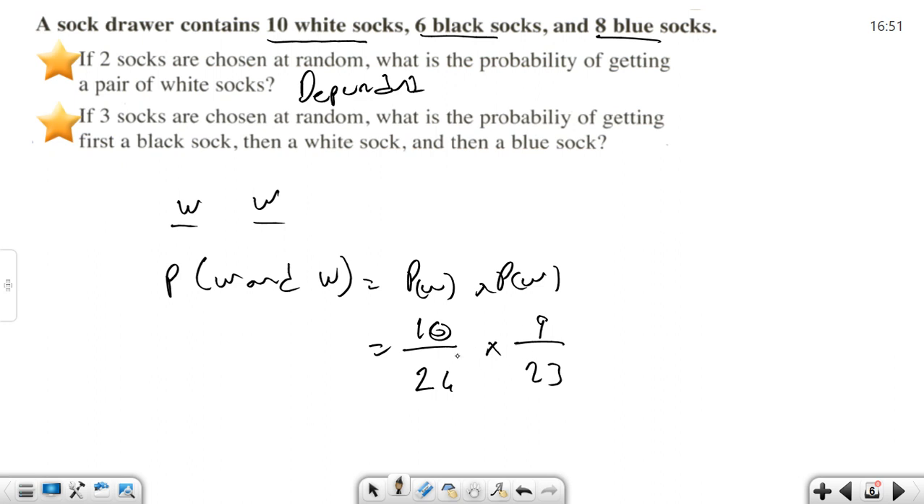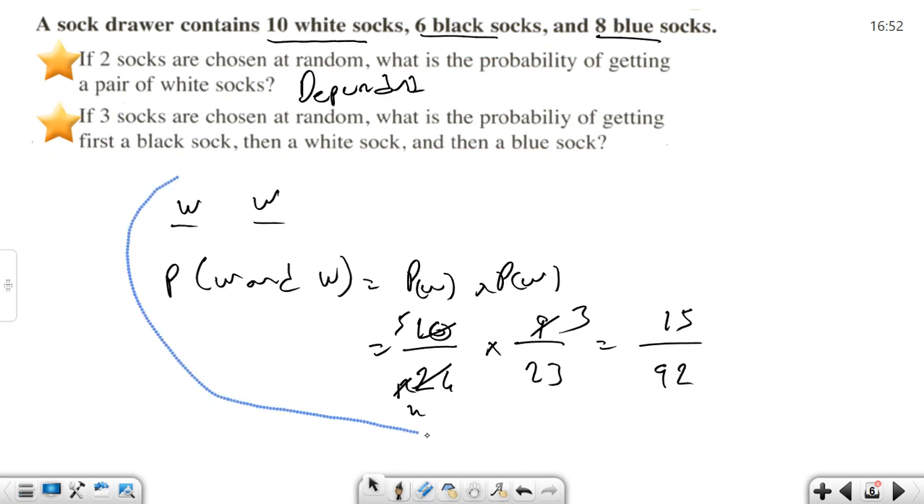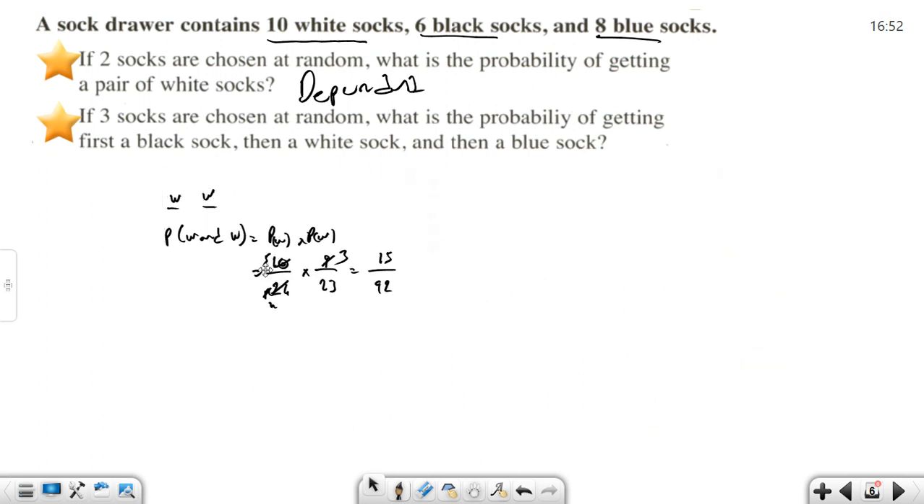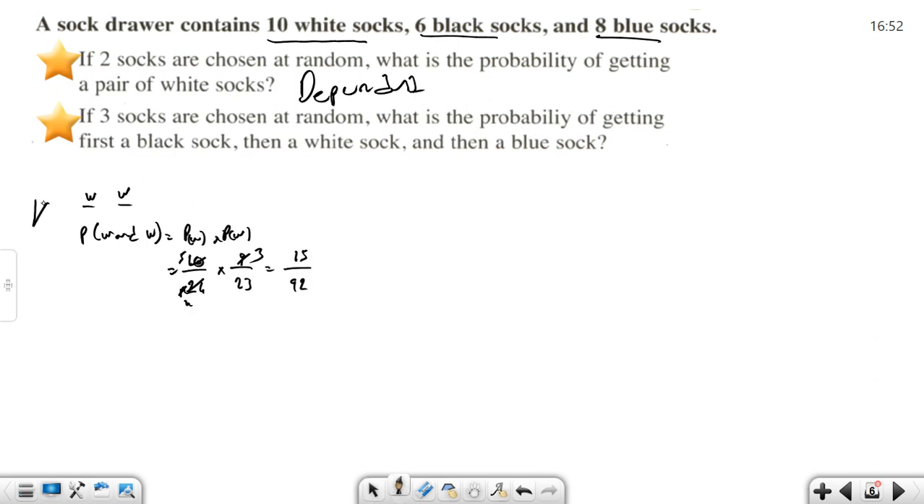So you can simplify by 2, let's make it 5 and 12. And you can simplify by 3, let's make 3 and 4. That's equal to 15 over 92. You can divide 15 by 92 and convert it to a decimal. This is the first example.